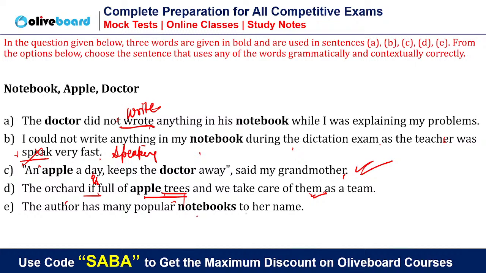The author has many popular notebooks to her name. What is wrong in this? The orchard is full of apple trees and we take care of them as a team. What is wrong in this sentence? Quickly. What is wrong in D? To her name we say. To her name is correct. On her name, no, to her name is correct. The author has many popular notebooks to her name. On her name, no. In her name, no. Then what will be the correct answer here, David? No, you people are not getting it. David, tell me quickly.